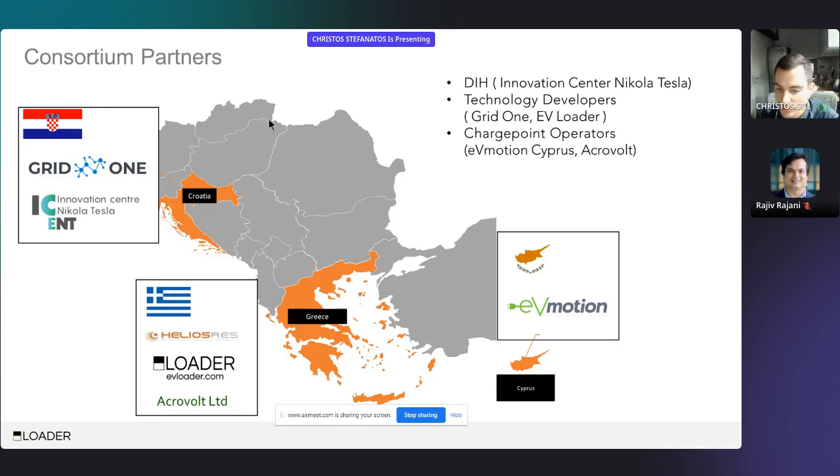EV Loader, which is the company I work for, is a company that is managing charging stations and developing software solutions for smart charging. Agrivolt is a CPO, a charge point operator active in Greece, and EV Motion is a CPO active in Cyprus.